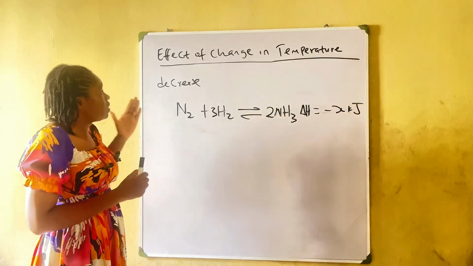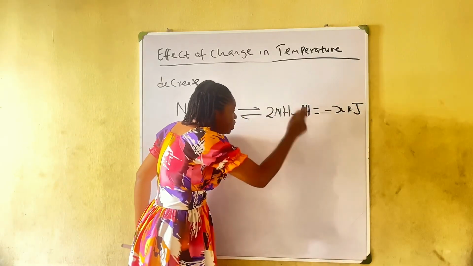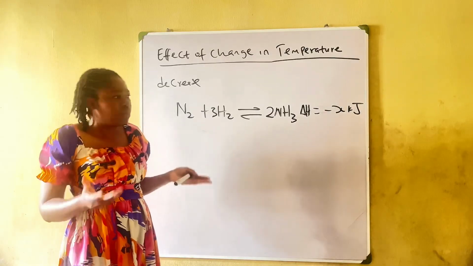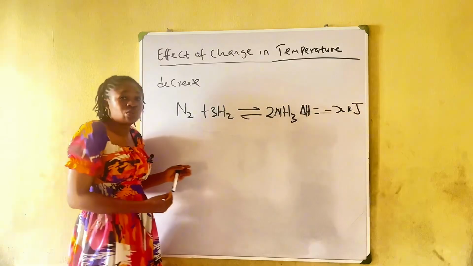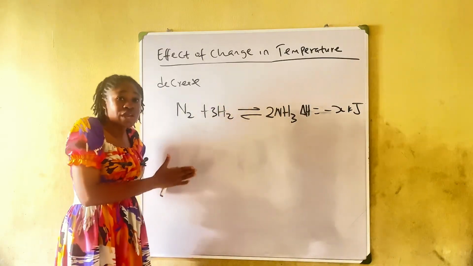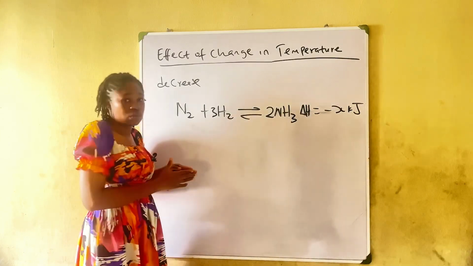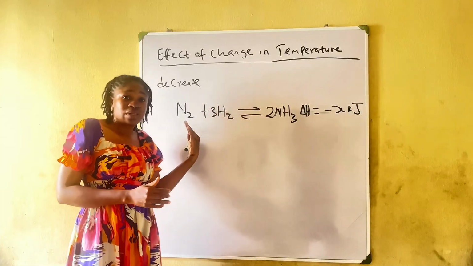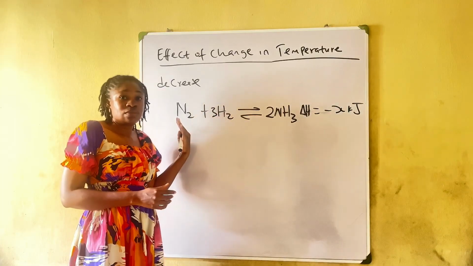So when it comes to the effect of temperature, what you should look at is what? The heat, the enthalpy change. Is it exothermic? Since this reaction is exothermic, it means it's releasing heat. So when you increase the temperature of this system, it will not favor the forward reaction. It's going to favor the backward reaction, reactant formation, so it's going to shift backward.